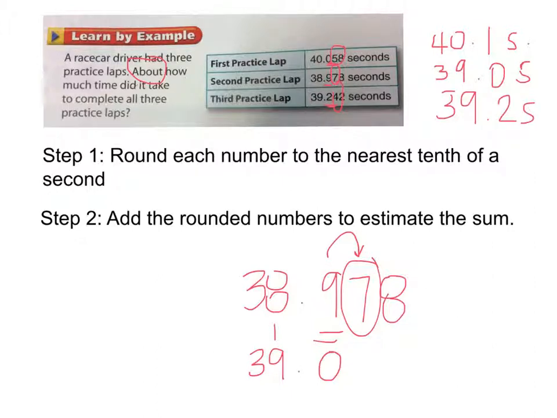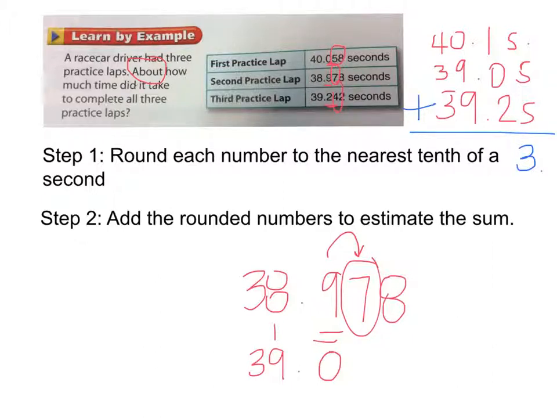Okay, are we done with step 1? Did we round each number to the nearest tenth of a second? Very good. Now for step 2, all we need to do is add the rounded numbers to estimate the sum. So let's add straight down. Okay. What's 1/10 plus 0/10 plus 2/10? How many tenths do I have when I add this up? Goni? 3/10.